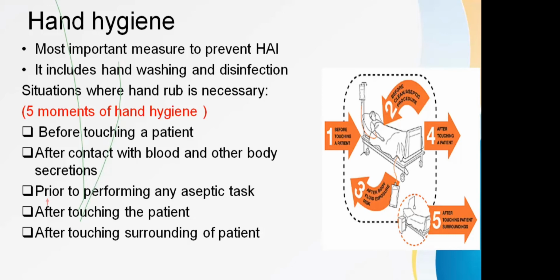And after touching the patient, there are queries when people say that these are already 4 moments. Why after touching the patient surroundings, when you have touched before and after the patient? The answer is, after touching the patient, yes, you have used the hand rub. But if you are going to the next patient, and before that you have touched any of the raw surfaces like the bed handle, the bed head end, the foot end, then we are very much likely to use a hand rub after touching the whole environment of the surrounding of the patient. So these are the 5 moments.